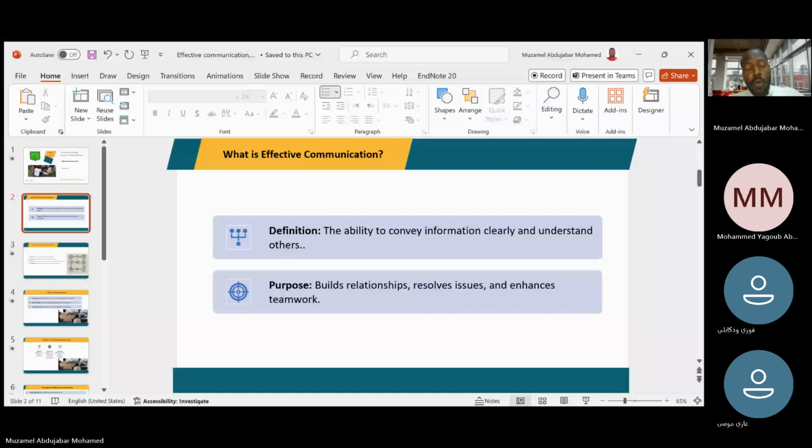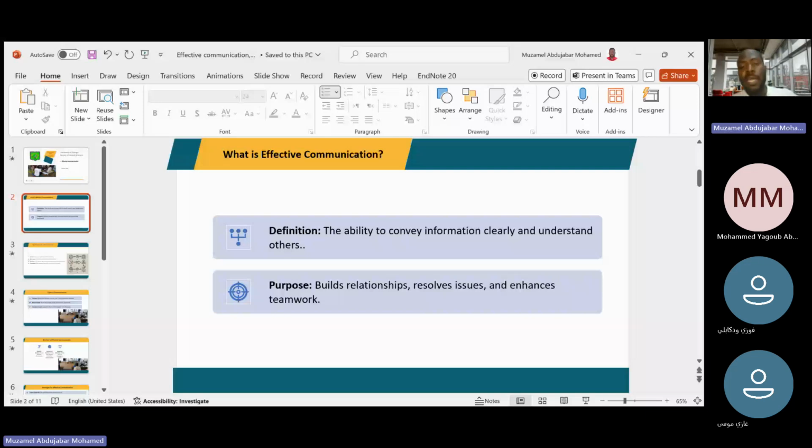Secondly, we are going to see the purpose or main objective of effective communication. Effective communication has many benefits and objectives. One objective is to build relationships. Effective communication helps us make good relationships at home, in society, among friends, at school, or even at work with your employer, colleagues, or friends.